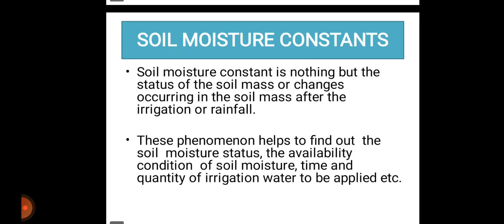First, soil moisture constants. Soil moisture constants are nothing but the status of the soil mass, or the changes occurring in the soil mass after irrigation or rainfall. These phenomena help to find out the soil moisture status, the availability condition of soil moisture, and the time and quantity of irrigation water to be applied.